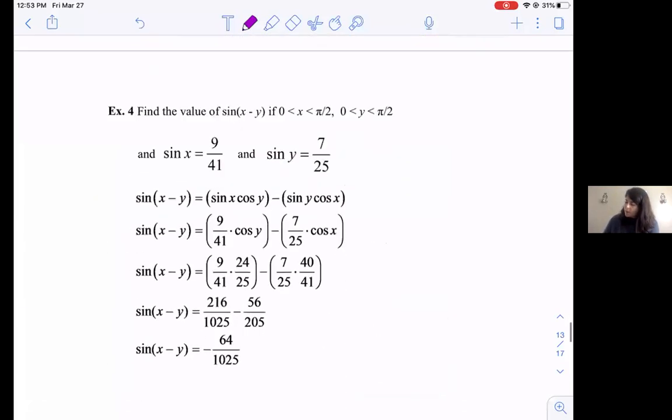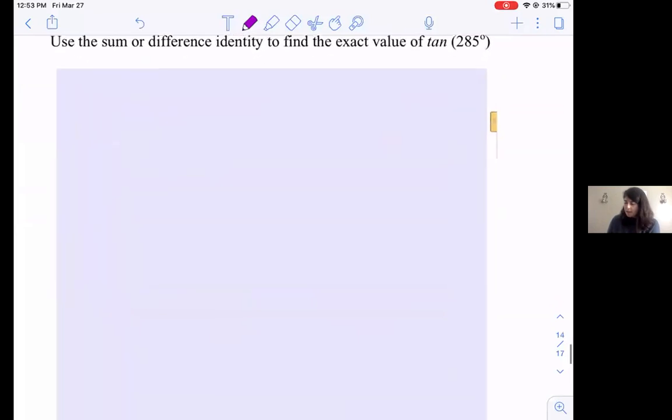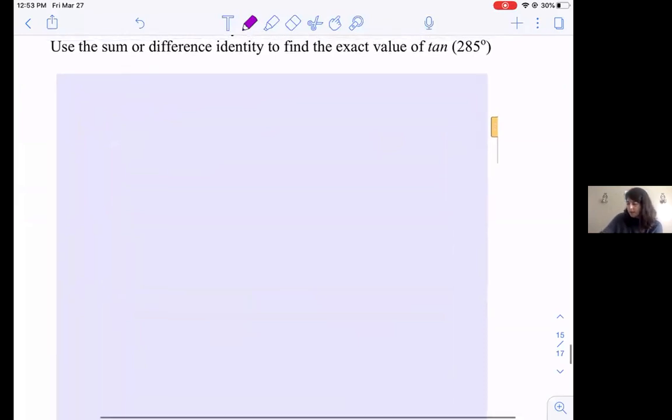Okay, so the next two I want to do are tangent sum and difference. And it's not that it's harder to plug everything in, it's just a little bit more algebra. So I just wanted to do these in a separate video. Okay, so I want to use the sum or the difference identity to find the tangent of 285, and I think I'm going to use the sum.